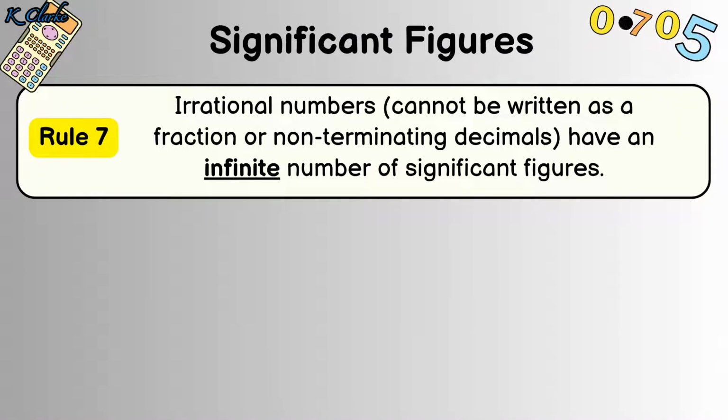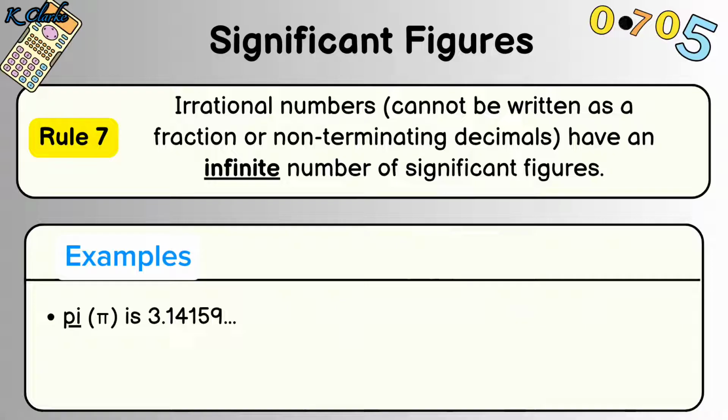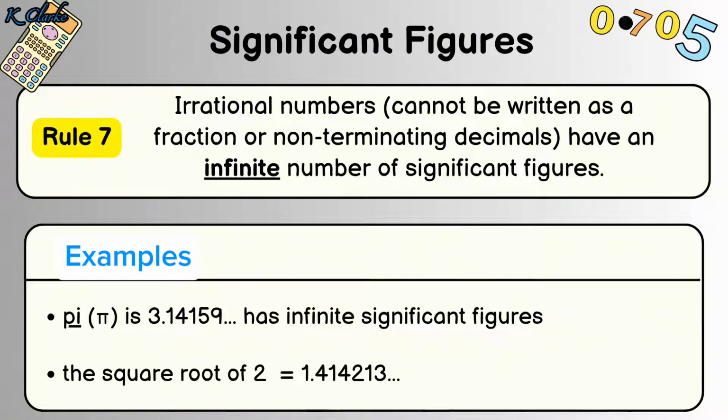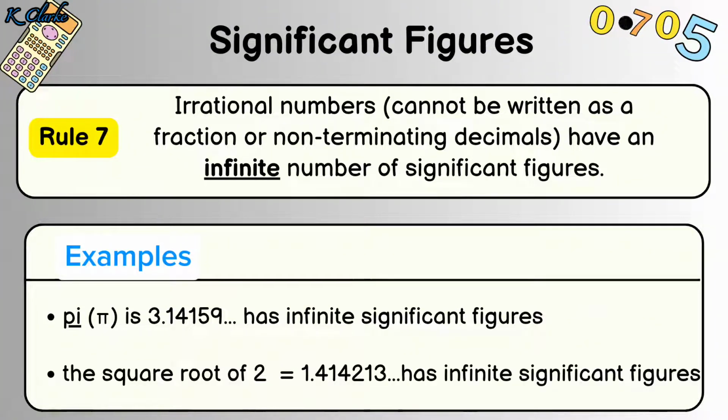Rule 7. Irrational numbers, which are numbers that cannot be written as a fraction or non-terminating decimals, have an infinite number of significant figures. Example: pi is 3.14159 and the numbers continue, so it has infinite significant figures. The square root of 2 also has infinite significant figures.